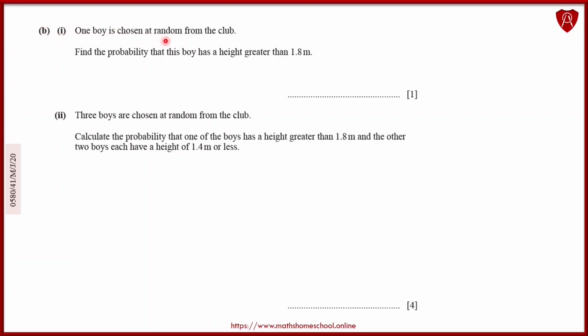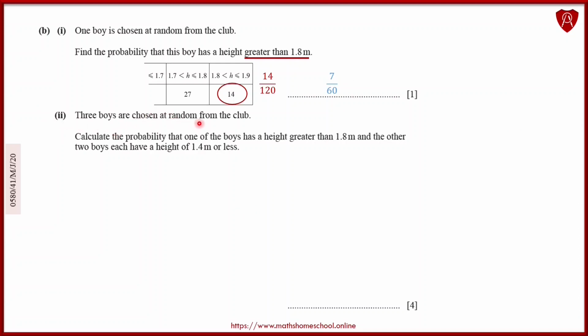One boy is chosen at random from the club. Find the probability that this boy has a height greater than 1.8 meters. Looking at the top end of the table, there are 14 boys in this class, the only one with boys taller than 1.8 meters. 14 out of 120 is the probability, which can be simplified as 7 over 60.